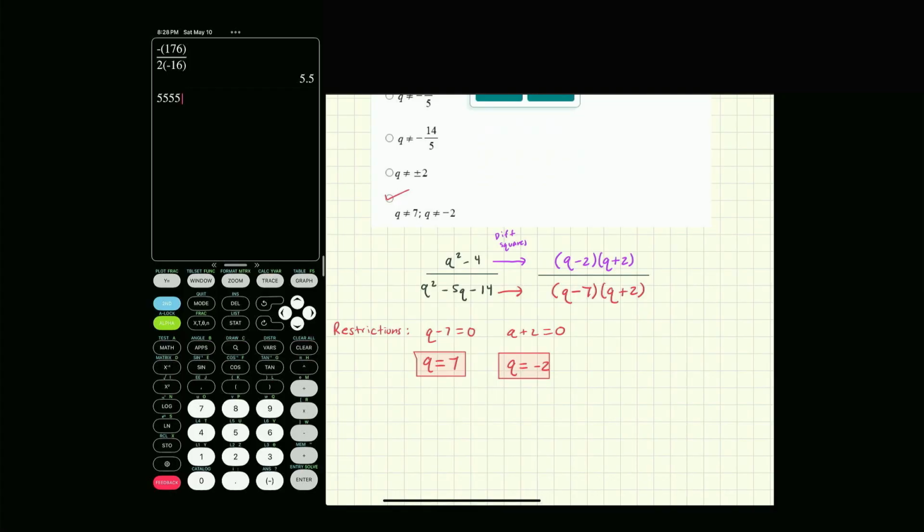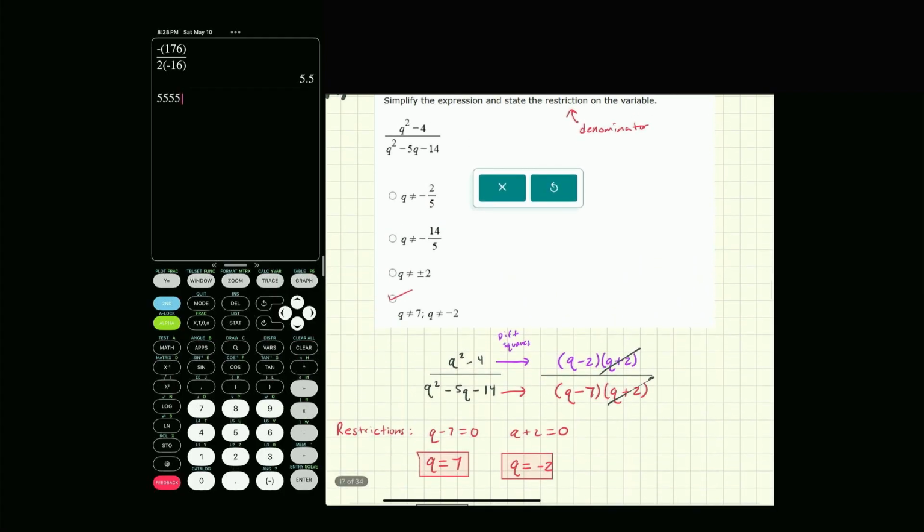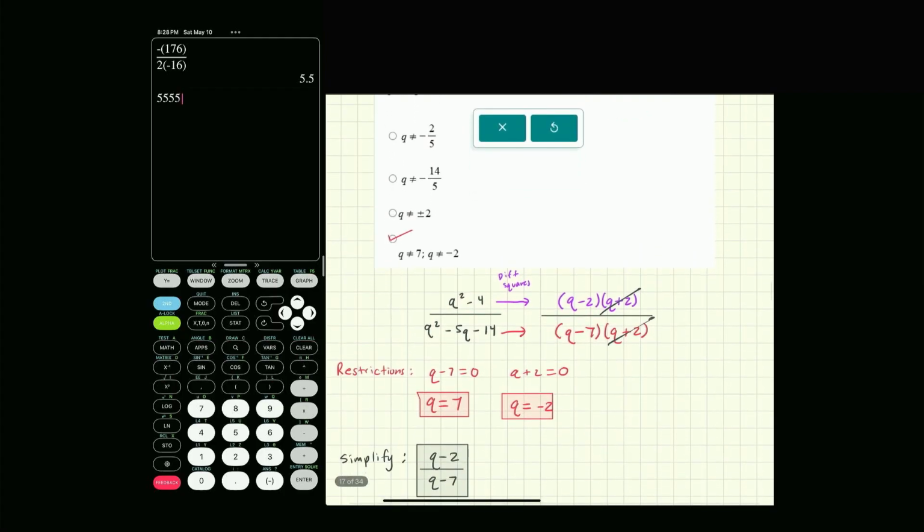Now, if we are going to simplify this, we just need to cancel things from the numerator and the denominator. Well, what do the numerator and the denominator have in common? They both have a q plus 2 that we can get rid of. So if we cross those factors out, whatever we're left with will be our simplification. So q minus 2 over q minus 7. This would be our simplified form if they asked for it. But again, it looks like this one just asked for the restrictions, which was 7 and negative 2.